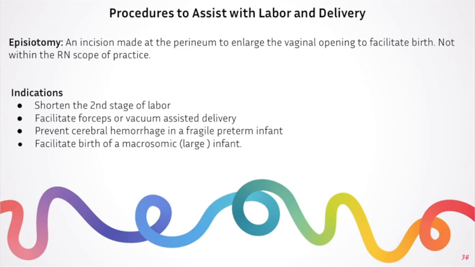Why do we do it? To shorten the second stage of labor, which is the pushing, right? To help us get on vacuums or forceps. This right here came out of your book. My argument here is if somebody is early enough to be declared a fragile preterm infant, they're going to do a section on them. I'm just saying. And then facilitate the birth of a large baby. That's also why we do it.